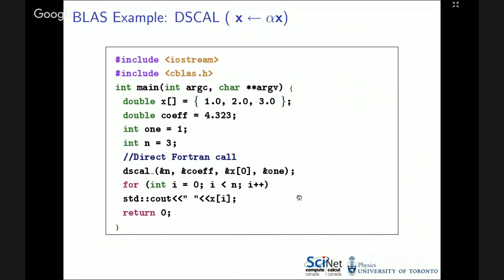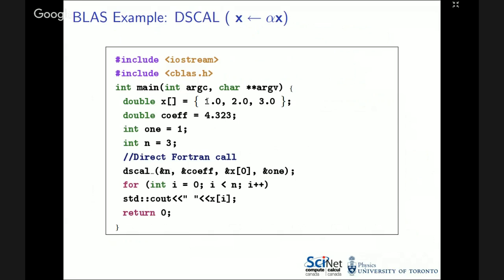Okay, so this is an example. It's a very simple example. It's a vector that is going to be multiplied by a scalar. So the function in this case is d, because my vector is a double, and scal for scaling the vector with the scale. Okay. So I'm including iostream just for output, and then cblas.h for having the functions of the BLAS library. I'm defining just a vector of doubles 1, 2, 3, a coefficient. Then I'm defining something called one, which is an integer. I'll tell you what that is, and then the size of the vector, n equals 3.